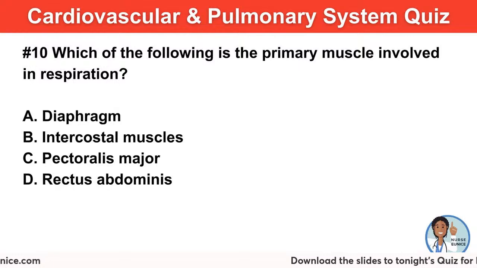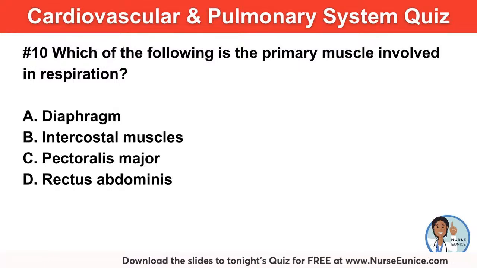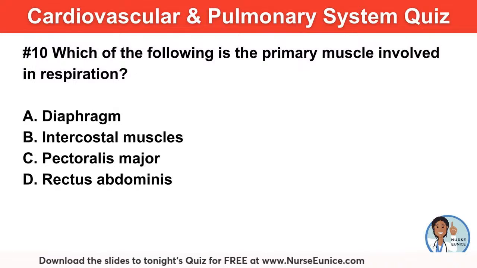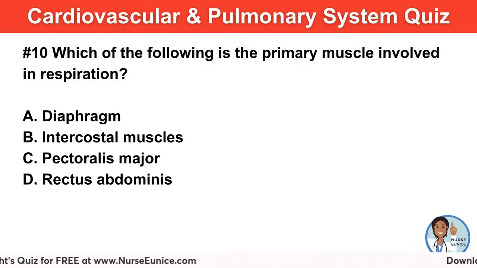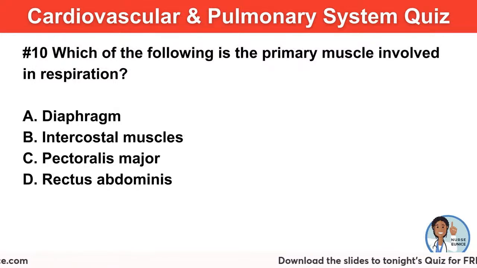Number 10, which of the following is the primary muscle involved in respiration? Is it diaphragm, intercostal muscles, pectoralis major, or rectus abdominis? The primary muscle involved in respiration. Take a deep breath in. And what do you feel moving?